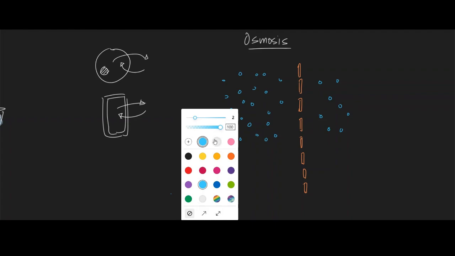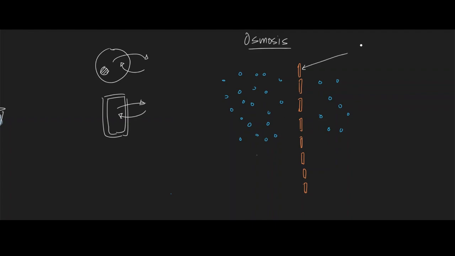Now, this structure that I have drawn over here is basically representing the cell membrane. We call this membrane a selectively permeable membrane. We can also call it a partially permeable membrane. Basically, selectively permeable means it allows only certain molecules to pass through it, and it's very choosy that way. Permeability is the ability to allow things to pass through it, and it is selective about that.